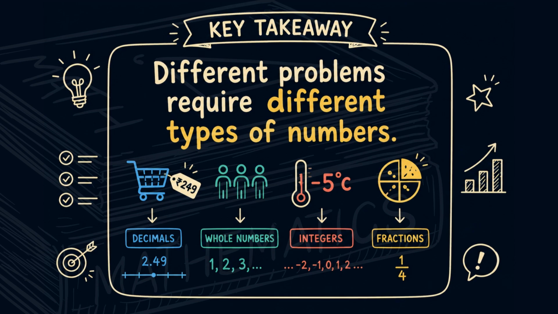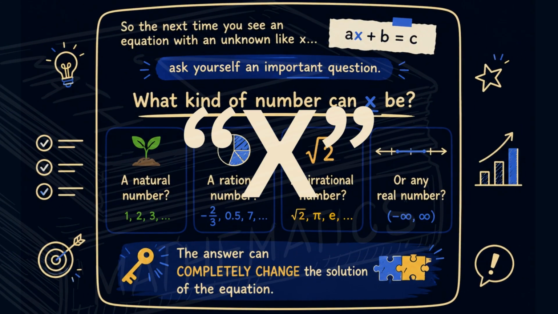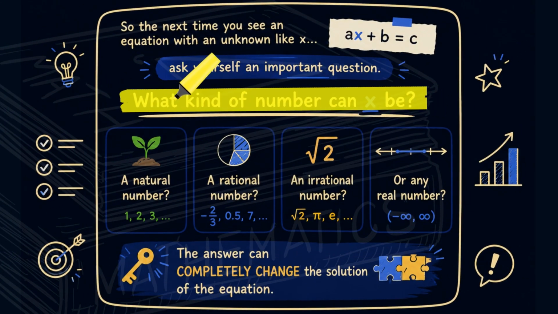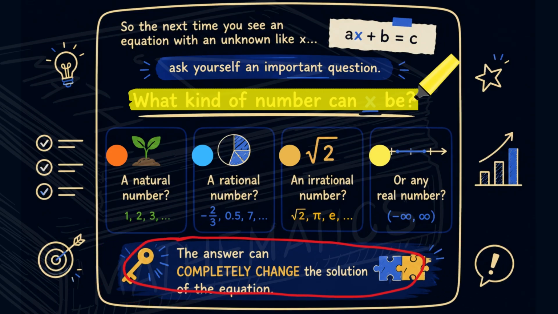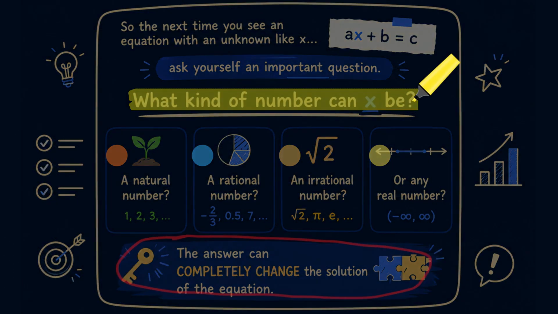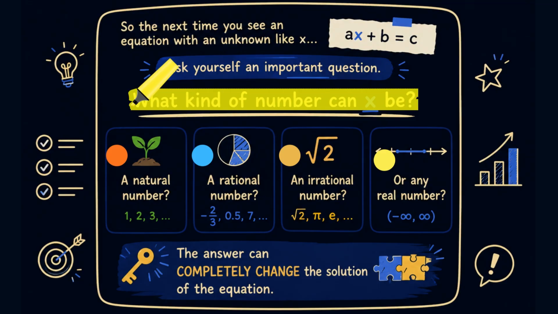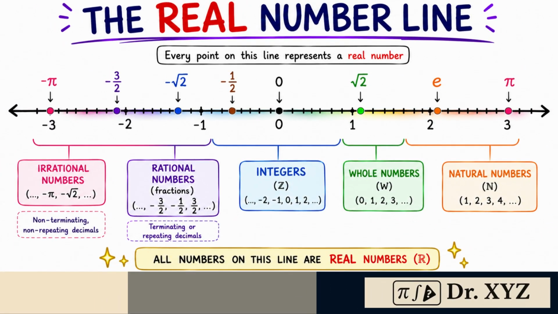Different problems require different types of numbers. So the next time you see an equation with an unknown like x, ask yourself an important question. What kind of number can x be? A natural number? A rational number? An irrational number? Or any real number? The answer can completely change the solution of the equation. Let us summarize. Real numbers include all numbers that can be represented on a number line. They consist of both rational and irrational numbers. And classifying numbers helps us understand where solutions to equations can exist.